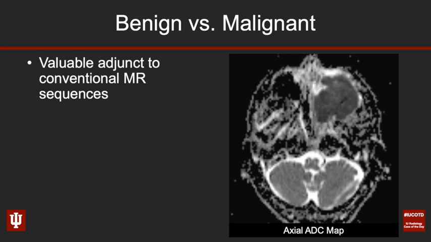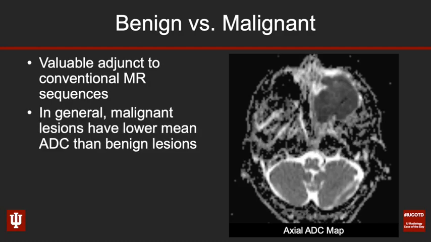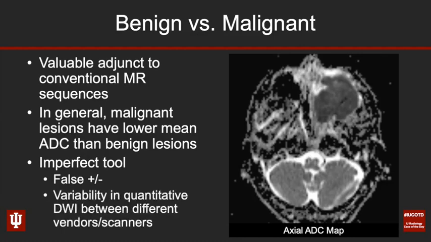In this regard, diffusion imaging is really a valuable adjunct to the conventional MR pulse sequences. In general, malignant lesions tend to have lower mean ADC values compared to benign lesions. That's not a perfect paradigm. Certainly there are false positives and false negatives that can occur, but in general, the more cellular a tumor is, the lower the mean ADC, and malignant tumors are more likely to have more of a cellular substrate, so they tend to have lower ADC values than benign tumors.